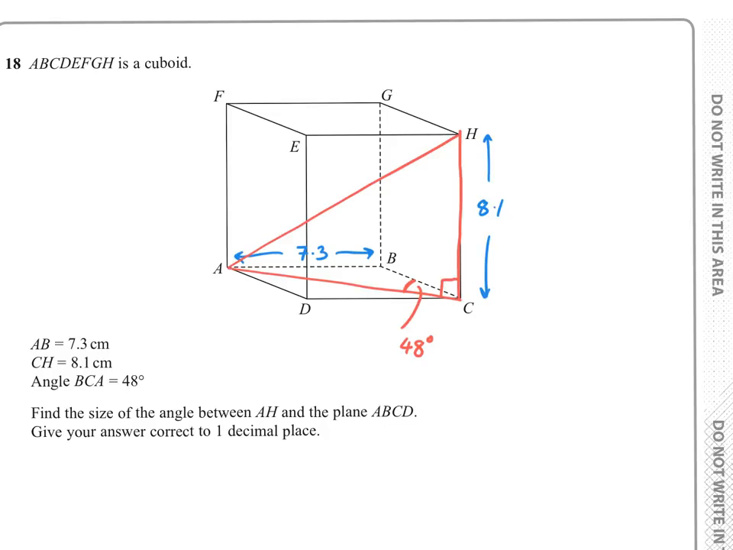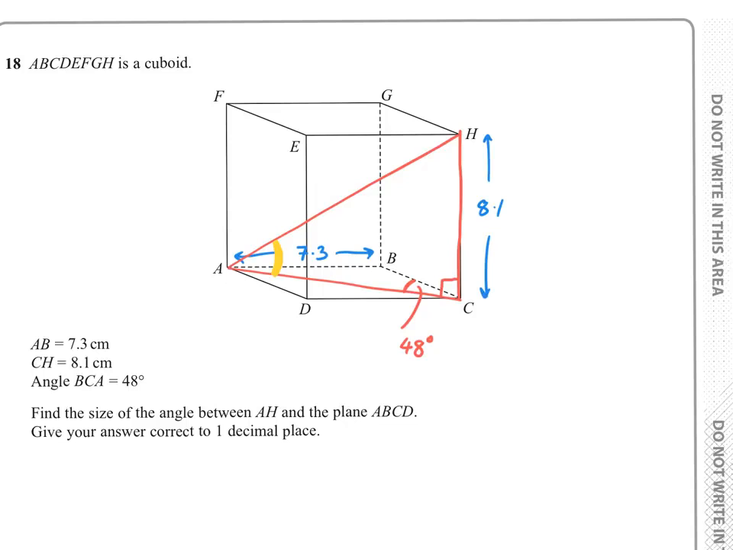Now, if we want to find the size of the angle between AH and the plane, then if you think about it, that must be this angle here. That's the one in question that we want to find in the end. Okay, so what's the first thing that we can do? Well, what I would do is, I know that in the red triangle AHC I've got a right angle and I've got one of the lengths, which is 8.1.